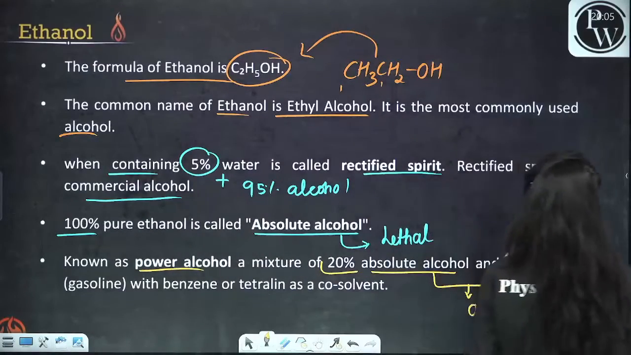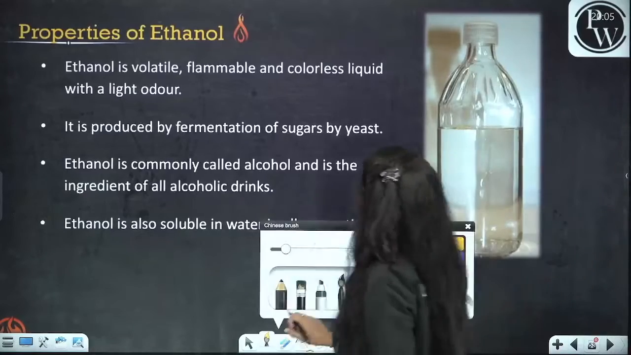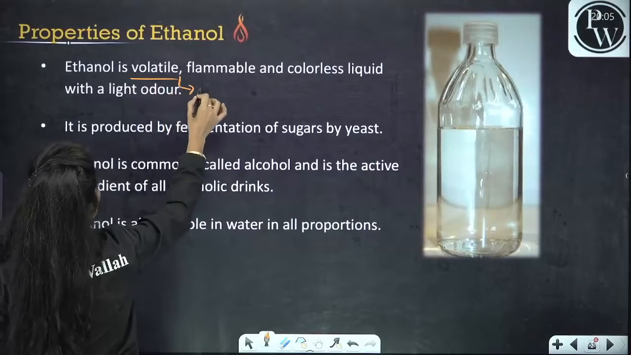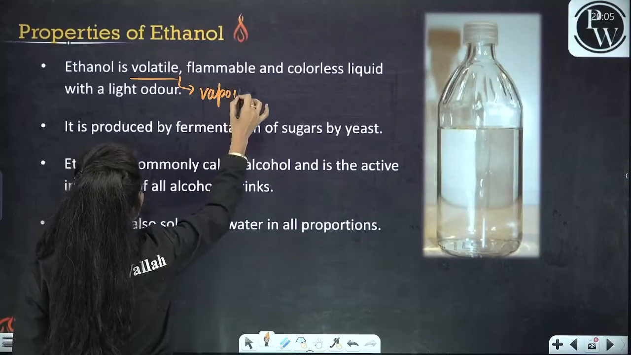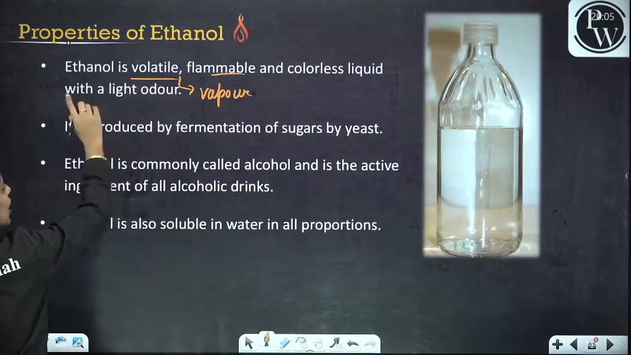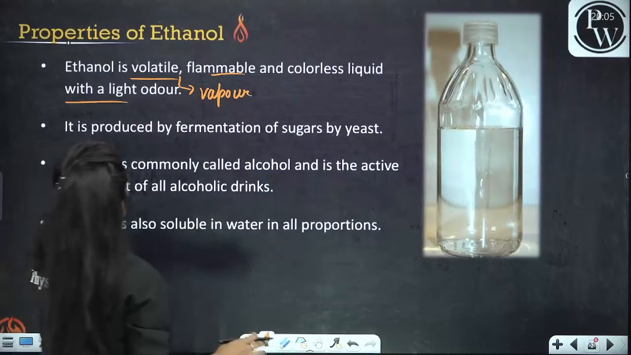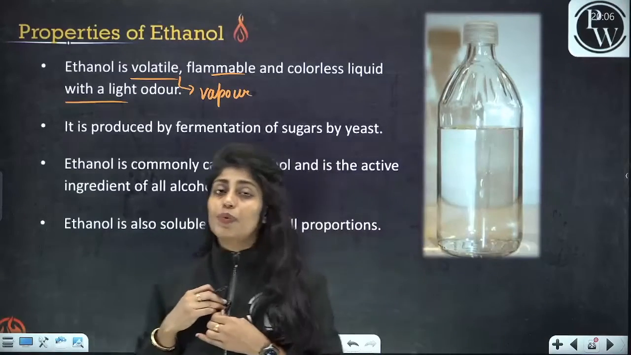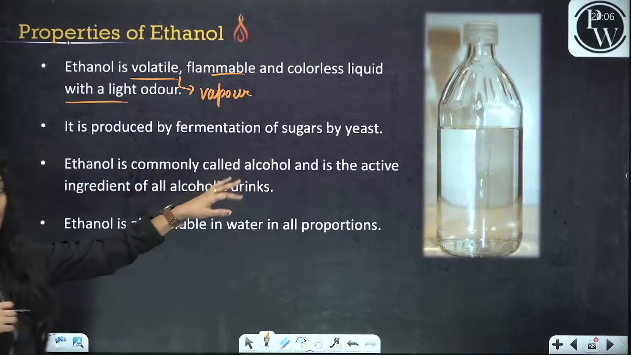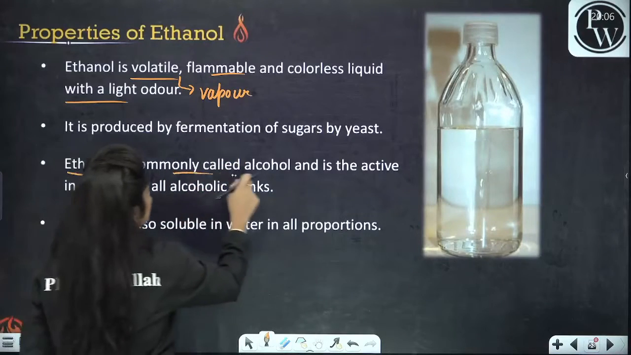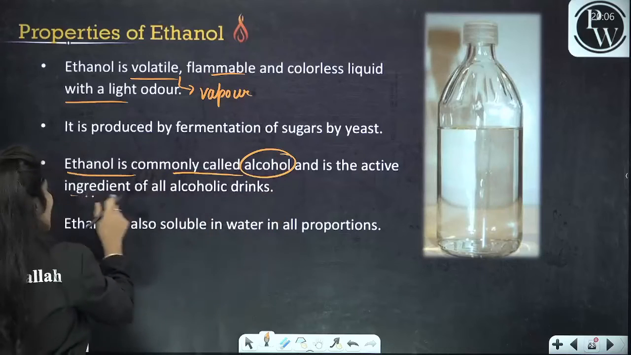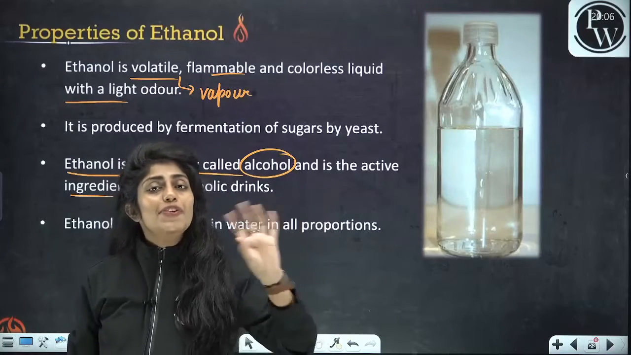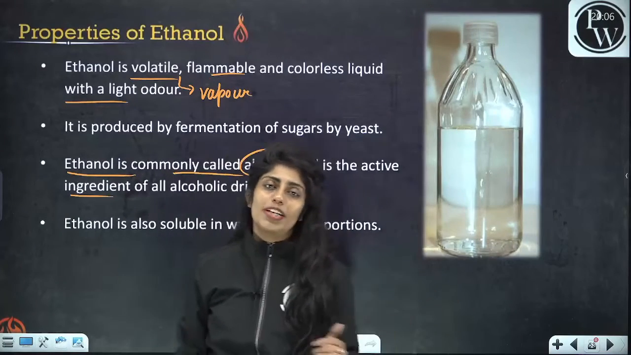Done. So next we have the properties of ethanol. Ethanol, you can see, is colorless. Volatile means it can be converted into vapors. It's a flammable, colorless liquid with a light odor. Now it is produced by the fermentation of sugar. We are not asked how we prepare it, but yes, you can prepare it by fermentation. Ethanol is commercially known as alcohol and is the active ingredient of all alcoholic drinks like wine, beer, etc., having different compositions or percentages of alcohol.